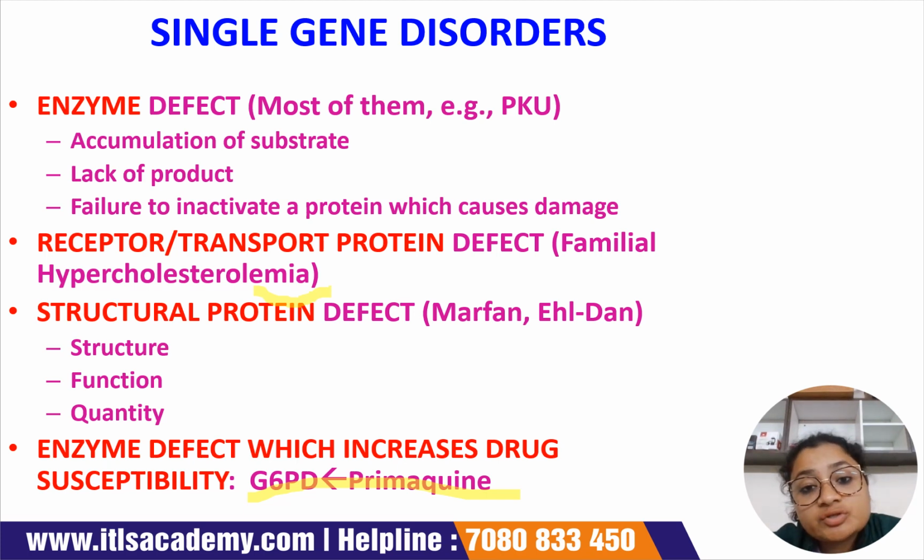Particularly, it's the enzyme which is responsible for the process of glycolysis and also glycogenolysis. Okay. And the drug to whose susceptibility is increased due to this G6PD deficiency is primaquine. Okay, and primaquine is a drug which is mostly used in case of malaria treatment. So those patients who are suffering from this G6PD deficiency will be more susceptible to this particular drug as far as malaria treatment or any treatment with this drug is concerned.